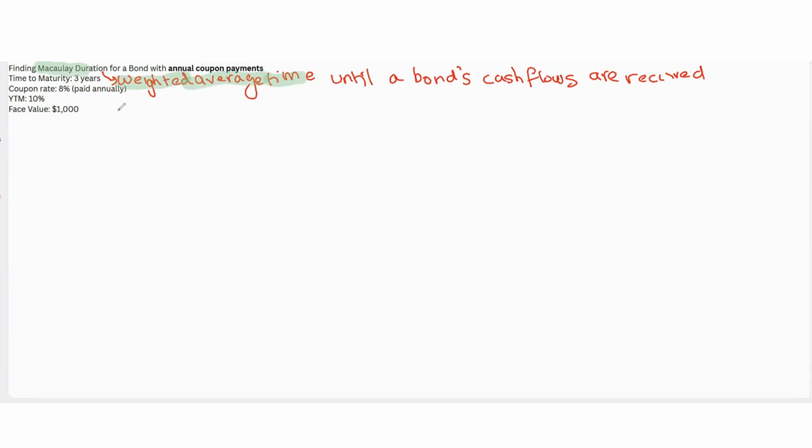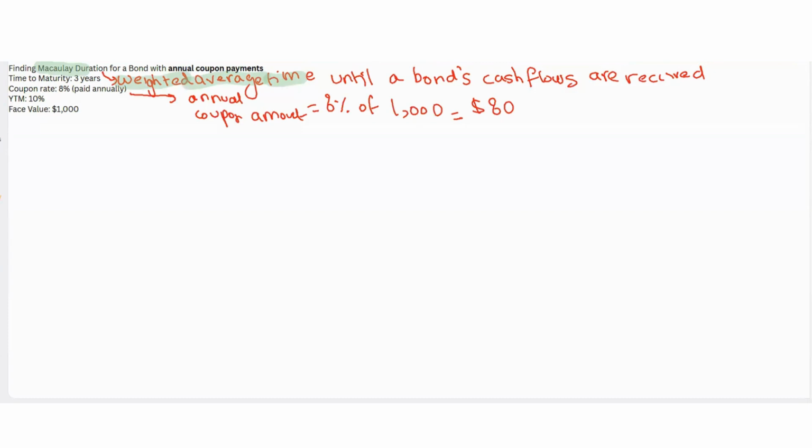let's see. We're given the coupon rate. From this, let's find the coupon amount. We know the coupon amount is the coupon rate times the face value. Since these are annual coupon payments, the annual coupon amount is our coupon rate, which is 8%, of the face value 1000. 8% of 1000 is $80. This is the annual coupon amount you receive for 3 years because time to maturity is 3.